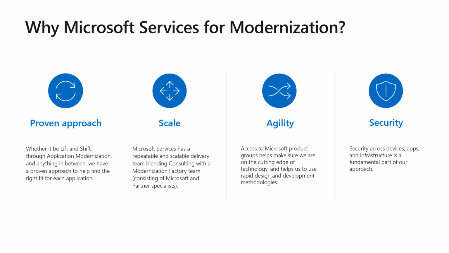Agility. Access to the Microsoft product groups helps make sure we're on the cutting edge of technology and helps us use rapid design development methodologies. And finally, security. Security across devices, apps, and infrastructure is a fundamental part of our approach and built in inherently around the entire process end to end.